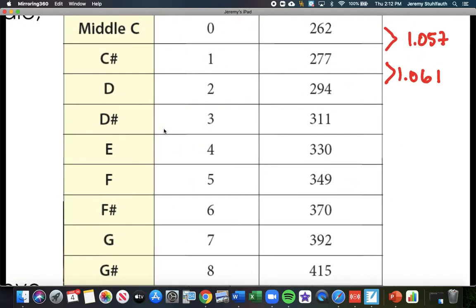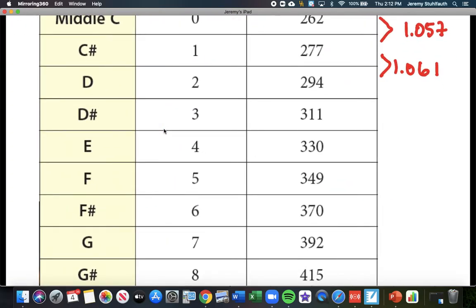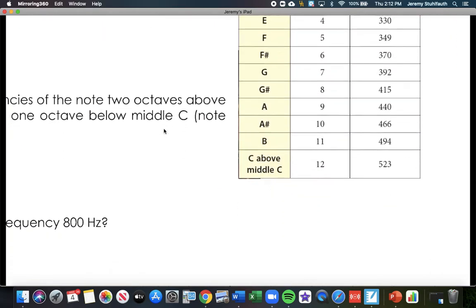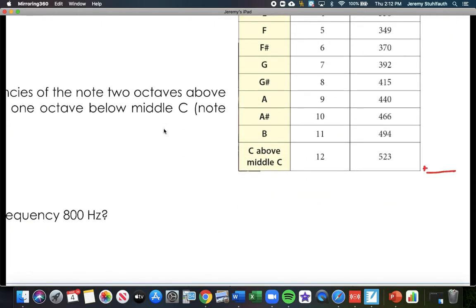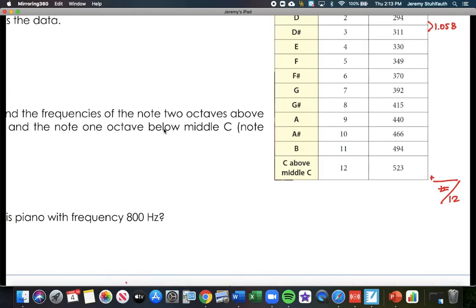We'll do one more. 311 divided by 294. That would give you 1.057, or actually, it'll give you 1.058 if you round. So after you go through and find all of these successive ratios, you would add them all together to get a number, and then divide by 12, because that is how many successive ratios you would have to find the average of.